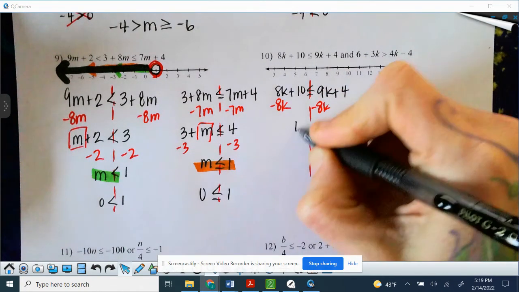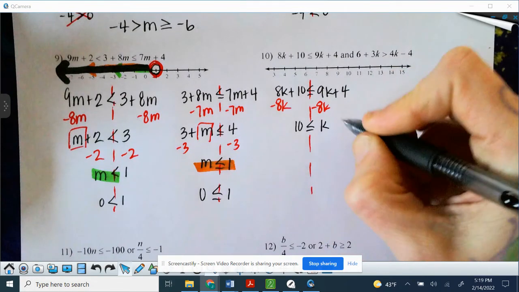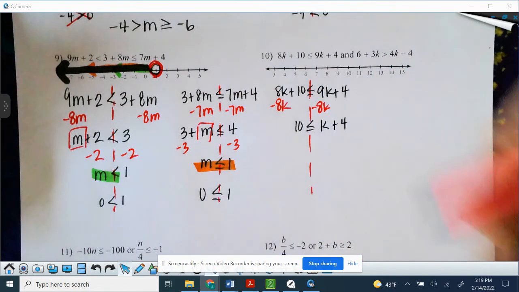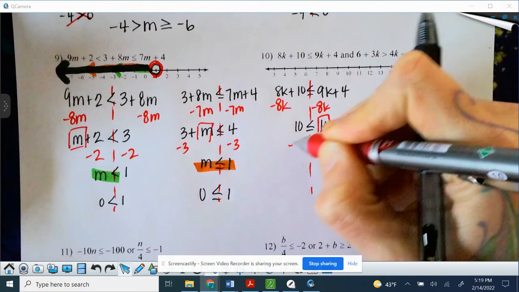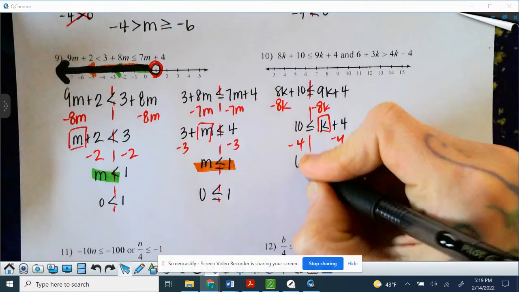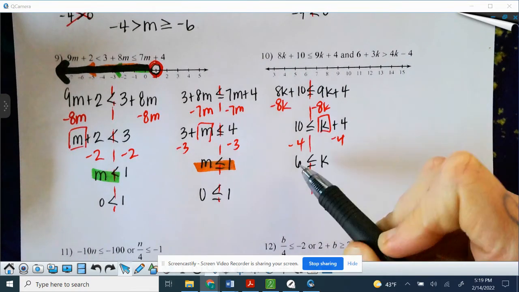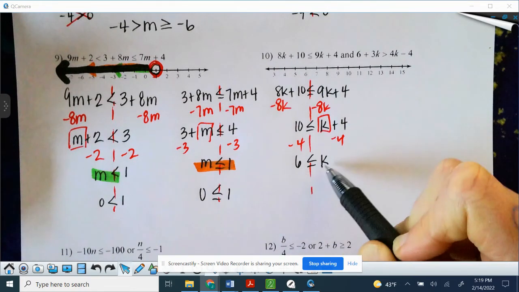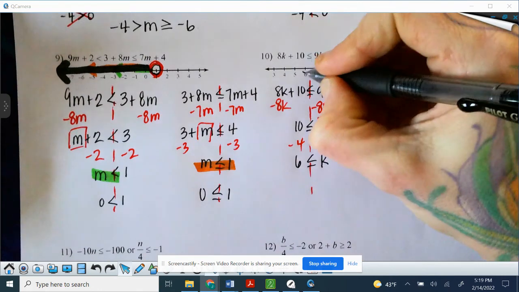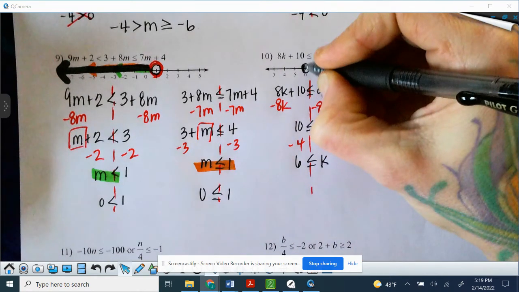10 is less than or equal to k, or 1k, plus 4. I need k by itself, so I'm going to subtract 4 from both sides. 6 is less than or equal to k. We're good, no division or multiplication, so we're perfectly fine here. So at k, we have a positive 6, so we're going to go to our 6. It says less than or equal to, so we're going to shade that in.